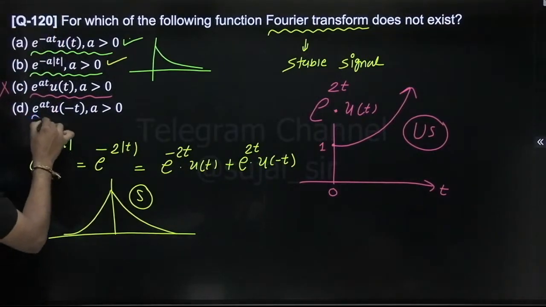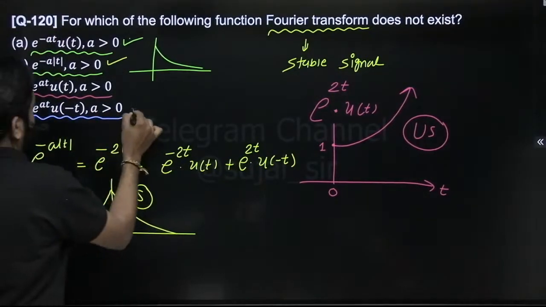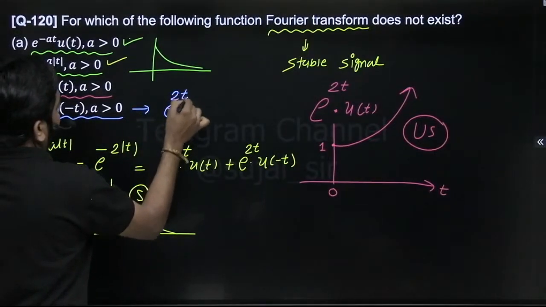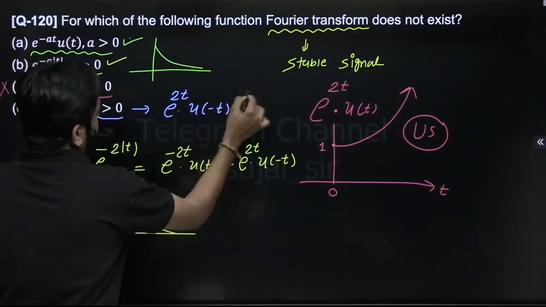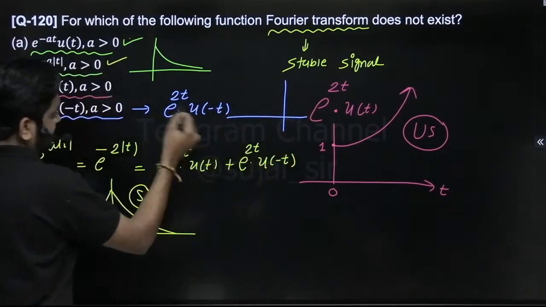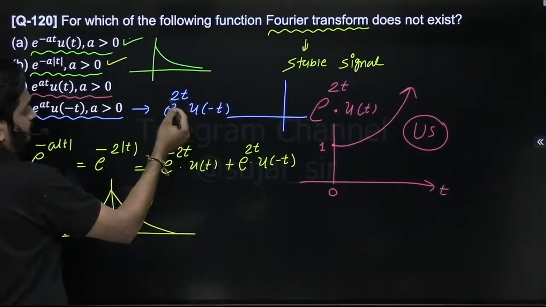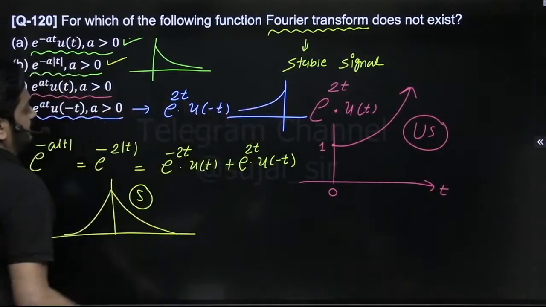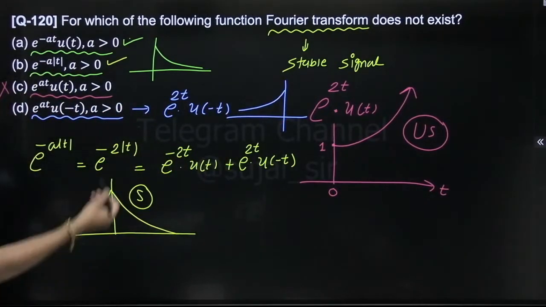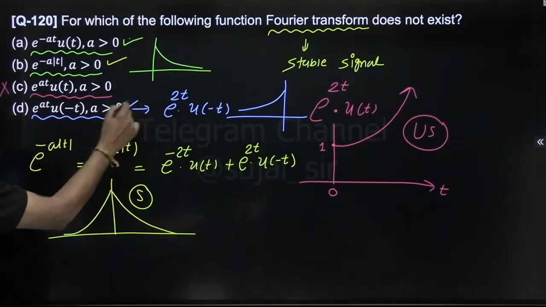Now e power at into u of minus t, where a is positive. Let us consider e power 2t into u of minus t. So it will be an exponentially decaying, left hand side signal. See, negative values of t, so it will be an exponentially decaying function, left hand side. So this is also stable. So for this also Fourier transform is defined.